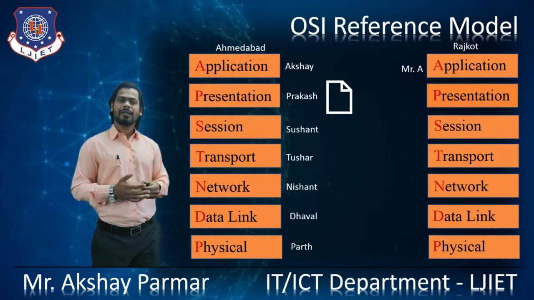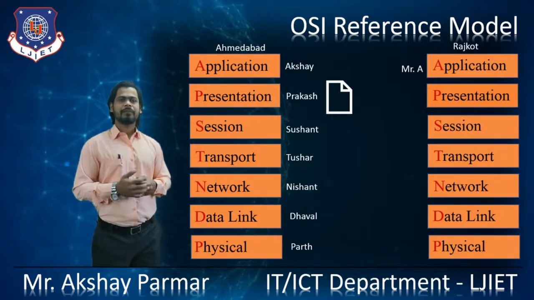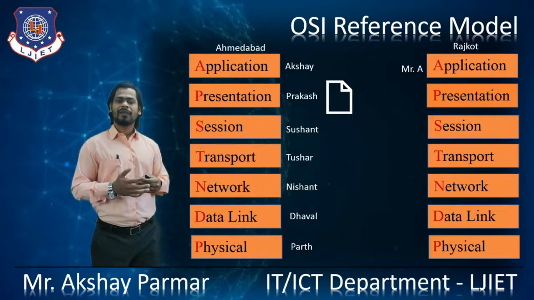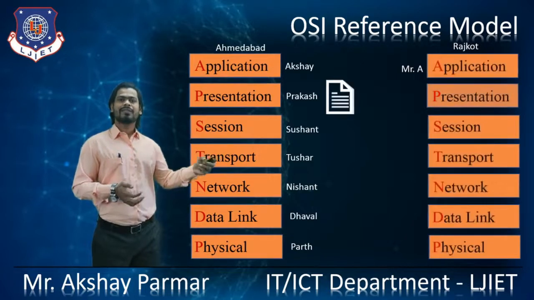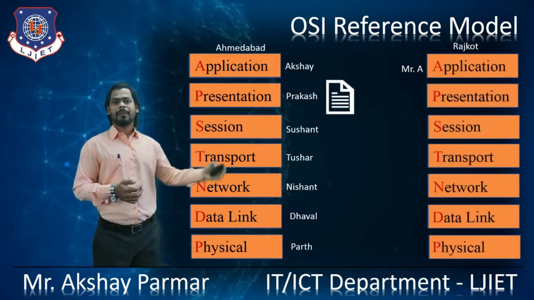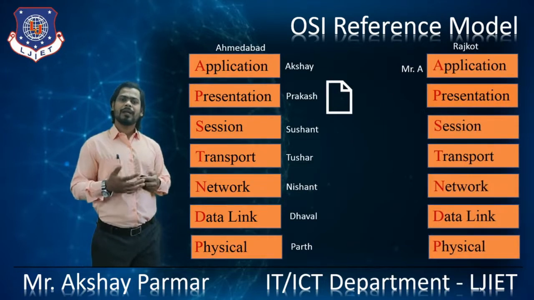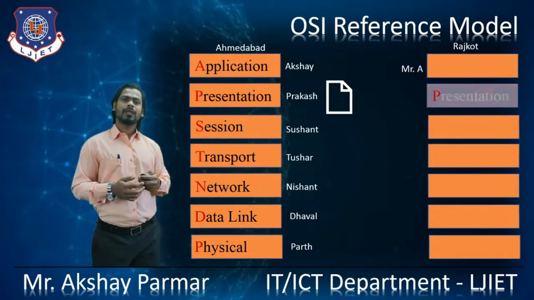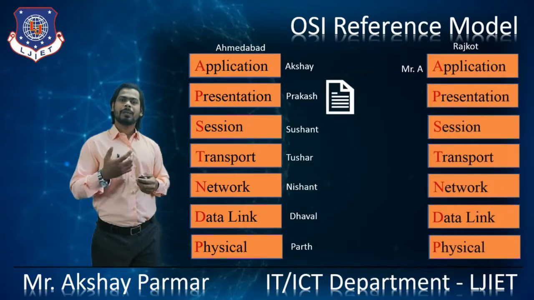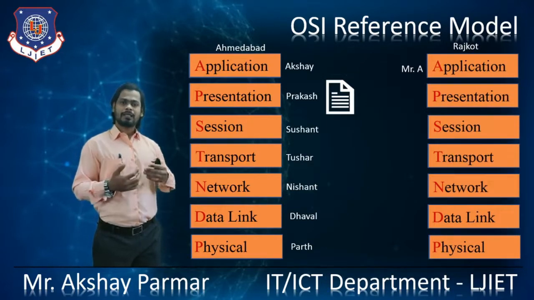Prakash already knows that Mr. A understands only the local language, Gujarati, right? So Prakash will translate the data from English to Gujarati, which is understandable by Mr. A. Prakash will translate that document into the Gujarati language. That 400 pages document is now translated into 400 pages written in Gujarati.